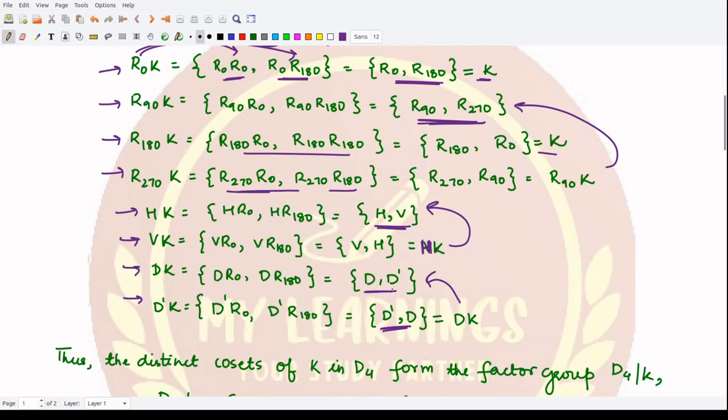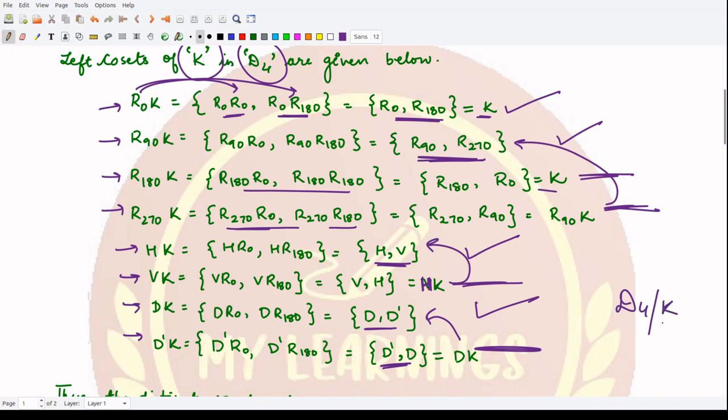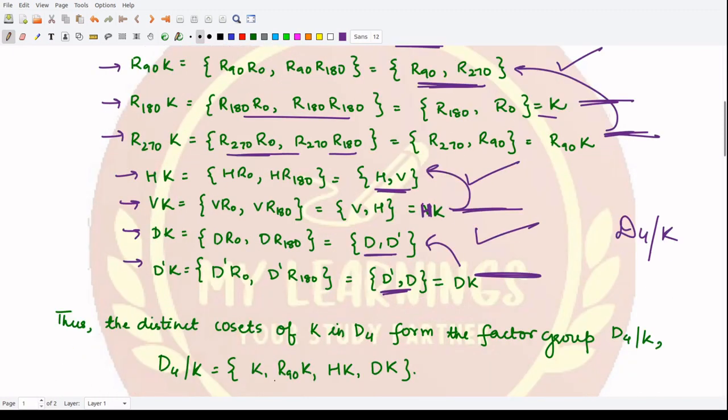Now, how many distinct cosets are there? One is K, one is R90K, right? They are not repeating. One is HK, which is repeating. One is DK, which is repeating. So we have 4 distinct cosets of K in D4. So we can construct a quotient group out of it, D4 modulo K, consisting of these 4 members.